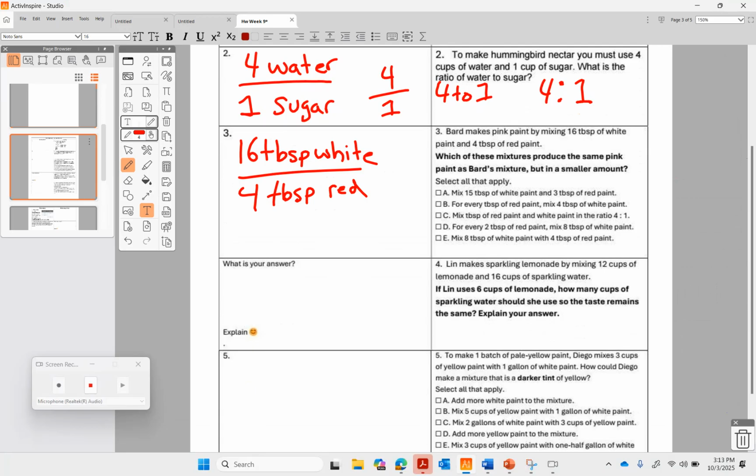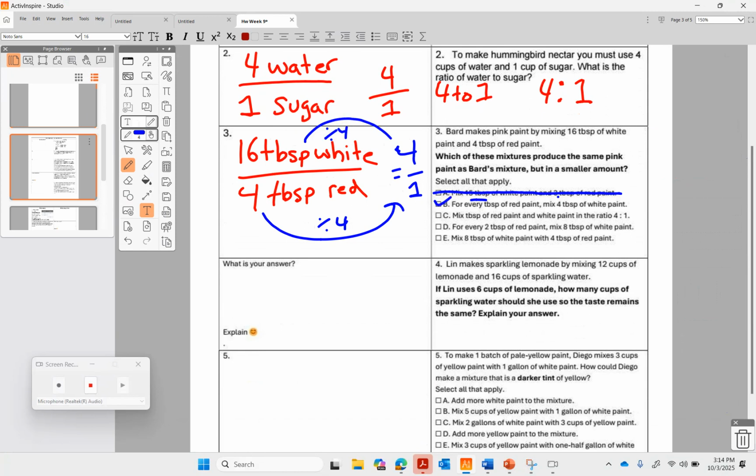So the first one that they give you is 15 to 3. Well, to get from 16 to 15, you're subtracting 1. There's no multiplication or division. I've said in an earlier video, I always want multiplication or division when I'm dealing with ratios, so it's not that. For every tablespoon of red paint, use 4 of white. So let's see, to get from 4 to 1, I would divide by 4. What if I do the same thing to the top? Divide by 4. Oh yeah, that one works.